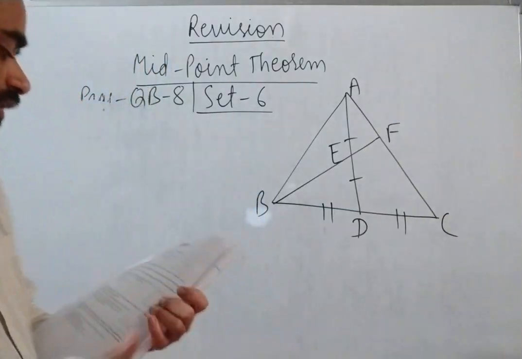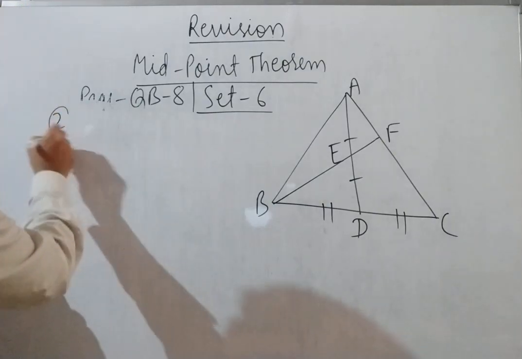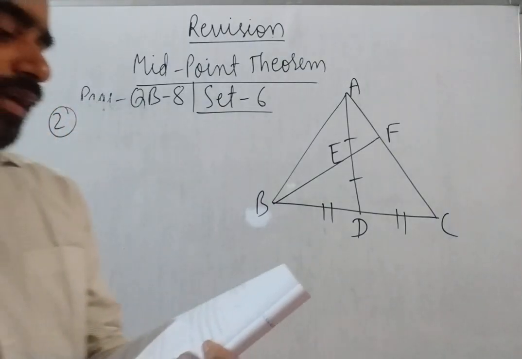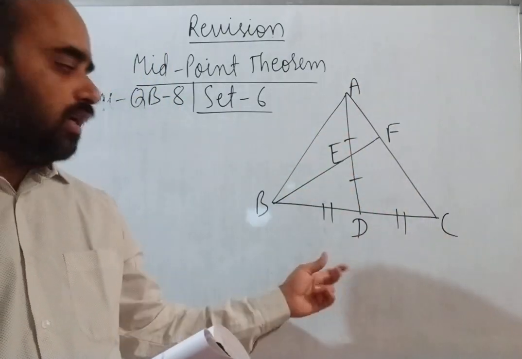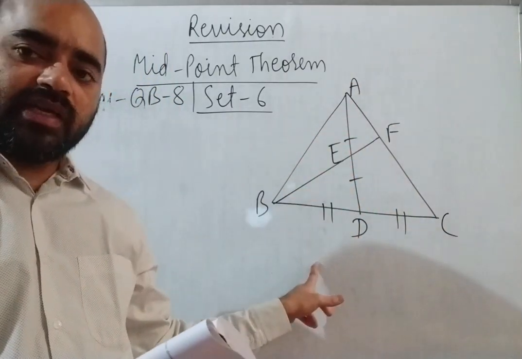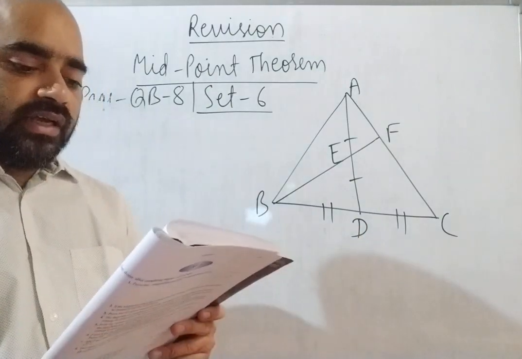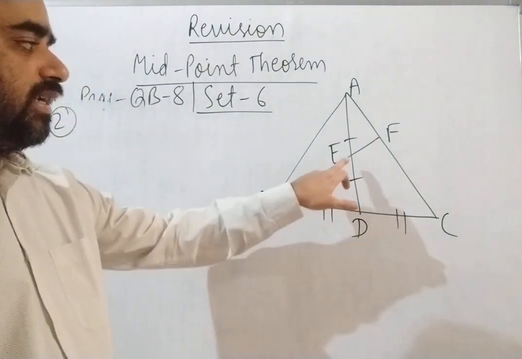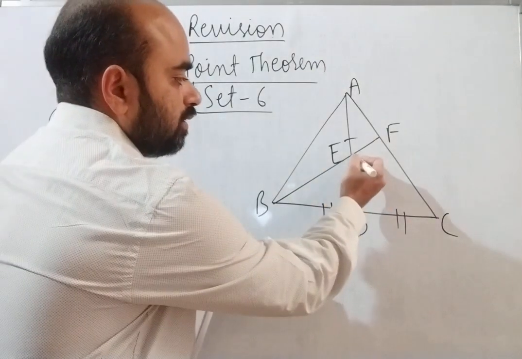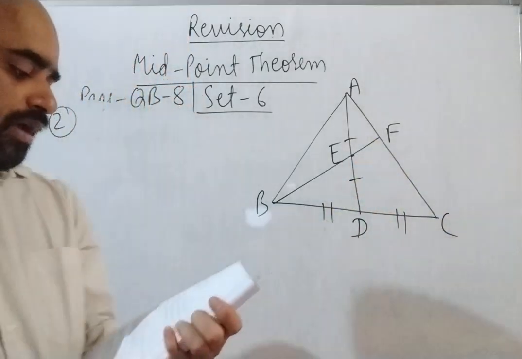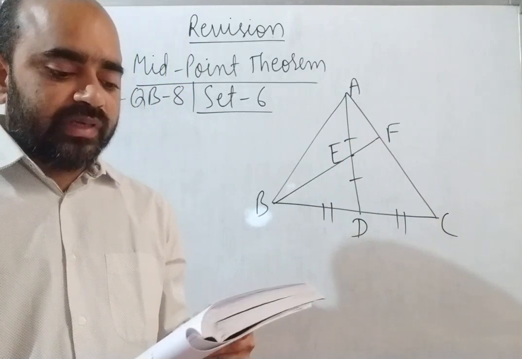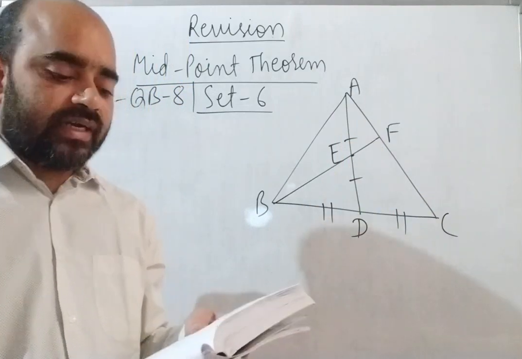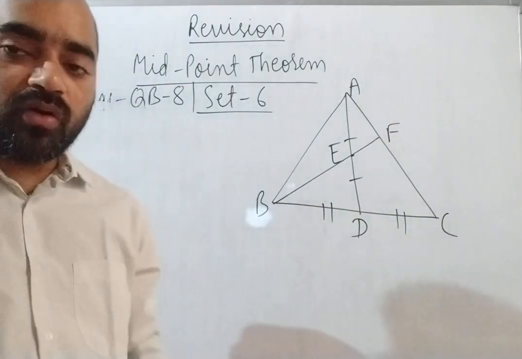Now next question is question number 2. What is the question? In triangle ABC, AD is median. It means D is midpoint of BC when AD is median, and E is the midpoint of AD. BE is joined and produced to meet AC at F. Prove that AF is equal to 1 by 3 of AC.